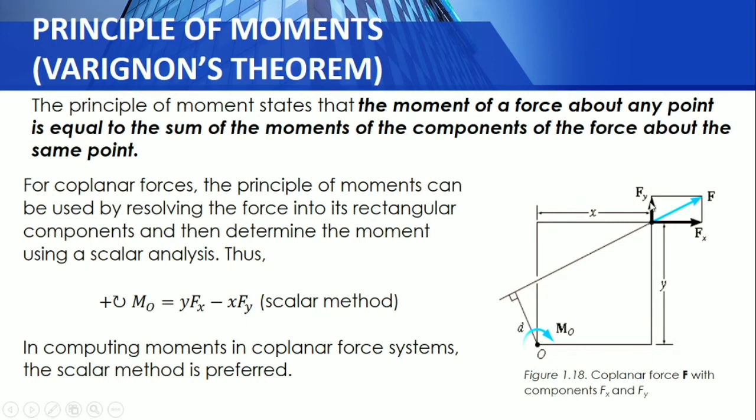So meron tayong force, so yung perpendicular distance niya is yung x, diba? Dito sa may O. So ibig sabihin, f of y times yung perpendicular distance, which is yung x. And sabi niya, minus x times the f of y. So ito yung force natin, f of y, multiply yung perpendicular distance at O. So yun yung y natin.